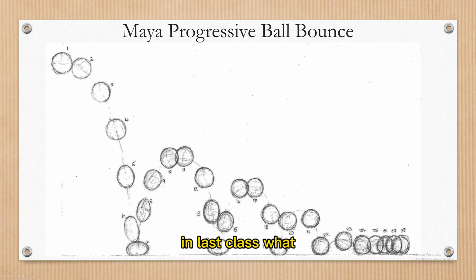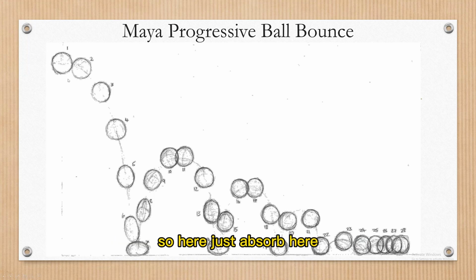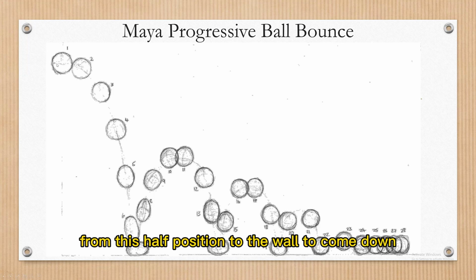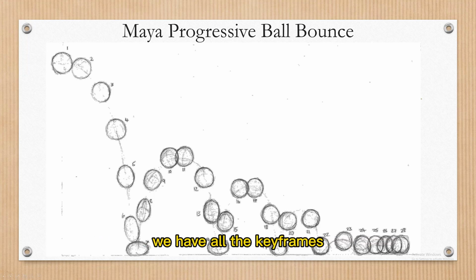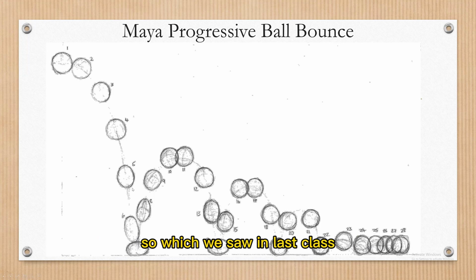In the last class, what we saw is that in order to create one complete bounce from here to the top and back to the same level, we kept 9 keyframes, if you can remember. Just observe here, from this half position for the ball to come down, we have all the keyframes. This is your keyframe, this is your ease in. The ball is getting momentum, it's stretching, maximum stretch here, and then you have the squash. All these keyframes we have already created, which we saw in the last class.